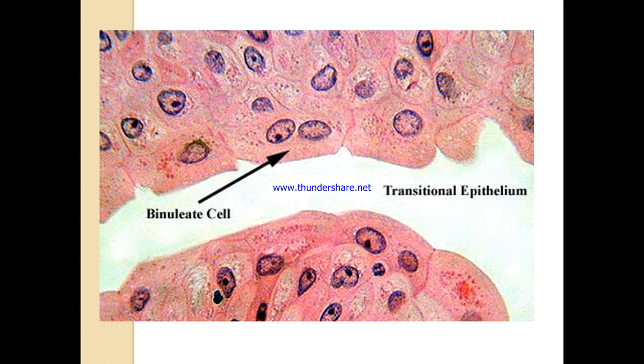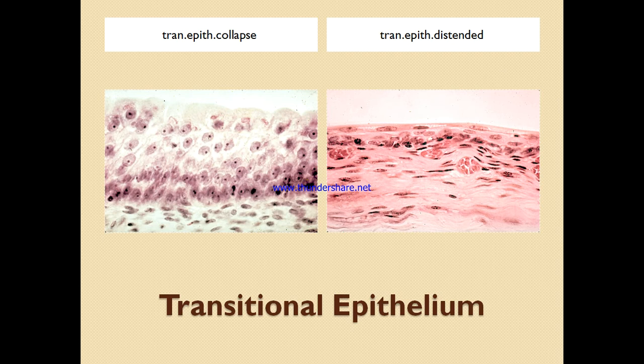This is transitional epithelium. See, the cells have binucleated cells and a balloon shape. Transitional epithelium has two stages. When it collapses, see the binucleated nuclei and balloon shape of the cells, while when distended, when the bladder is full of urine, see the distension of cells and the disappearance of the balloon shape from the cells.